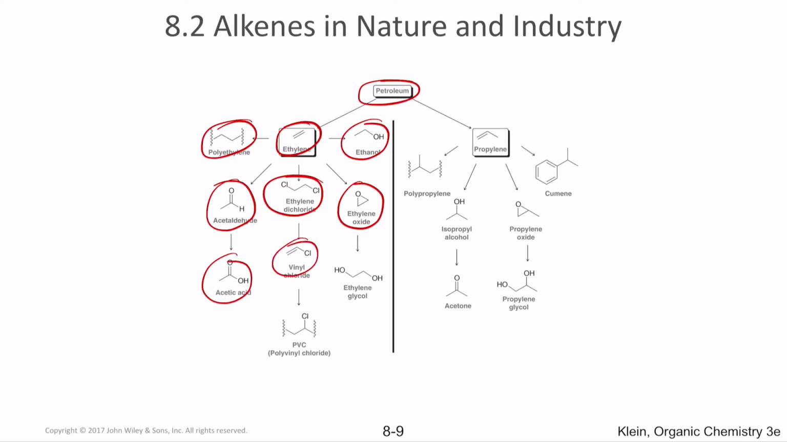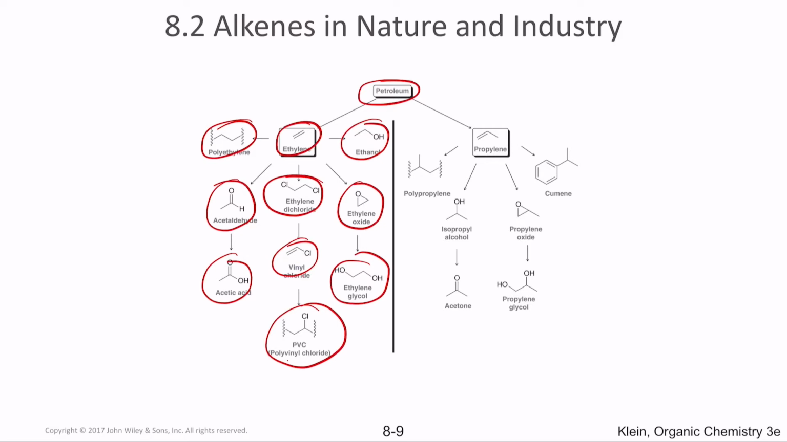From ethyl dichloride, you can make vinyl chloride, and from ethylene oxide, we can make ethylene glycol, which is a really good solvent. And from vinyl chloride, we can make PVC. PVC is polyvinyl chloride, which is the common compound used in common household piping.